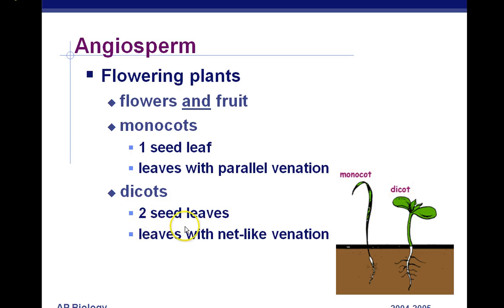Dicot has two seed leaves, so when they sprout they have two. Our mustard plants that we're planting have two seed leaves, so they're dicots. And dicots also have leaves with net-like venation. They kind of branch out everywhere.